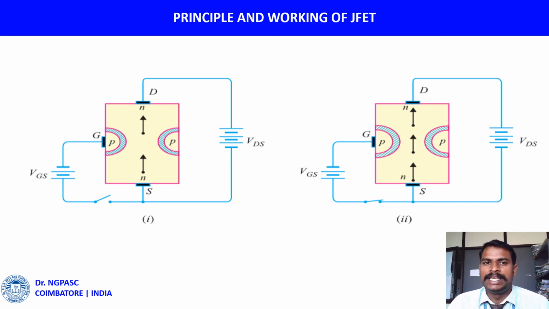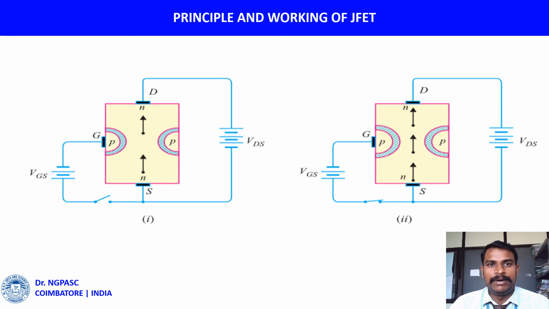Second, when a reverse voltage is applied between the gate and source, the width of the depletion layer is increased. That reduces the width of the conducting channel, thereby increasing the resistance of the N-type bar. Consequently, the current from source to drain is decreased. On the other hand, if the reverse voltage on the gate is decreased, the width of the depletion layer also decreases. This increases the width of the conducting channel, and hence the source to drain current.